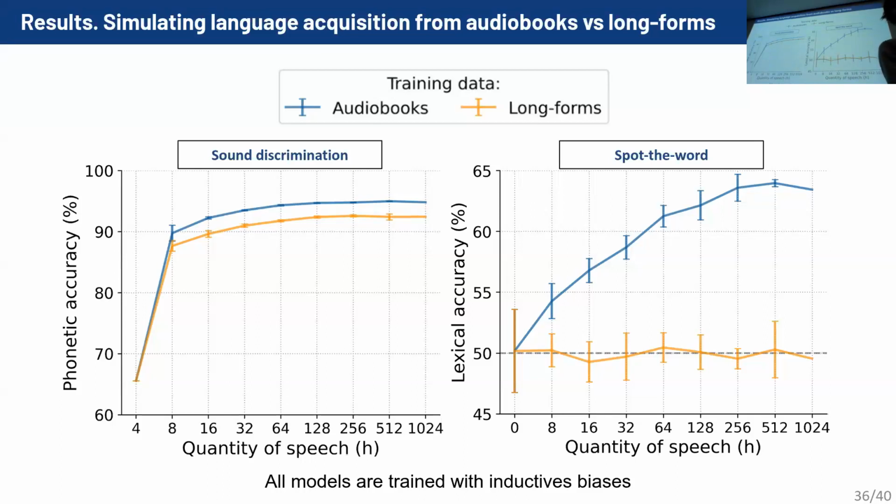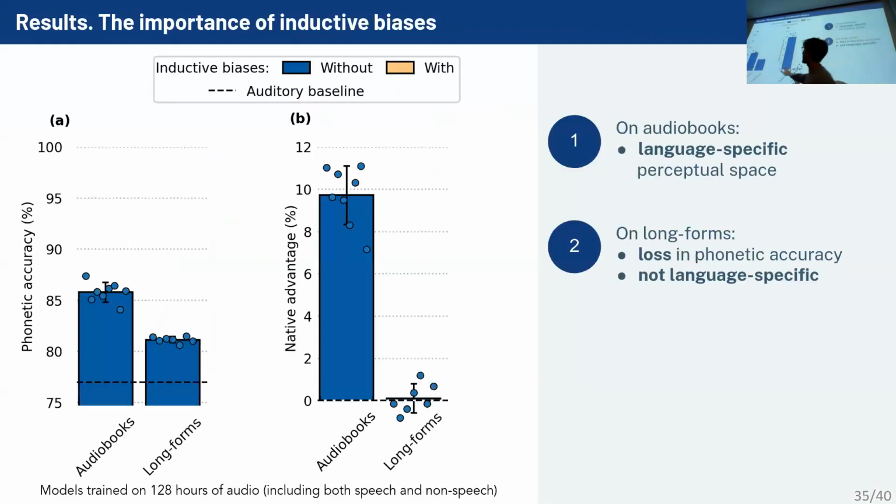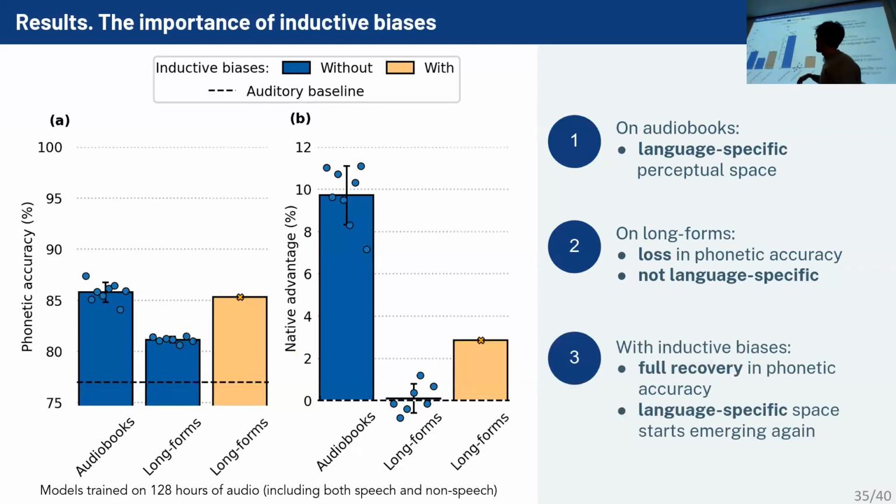So I would say you have more speakers in audiobooks than in long forms. Is there not more speech in audiobooks? Not with the inductive biases, because we do voice activity detection, so both models receive only speech. This was true in this graph. Here the quantity of audio is the same, but the quantity of speech is different. Quantity of speech is approximately the same here because you have almost no non-speech signal.